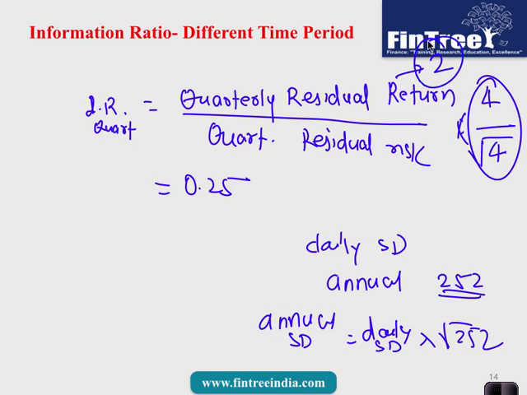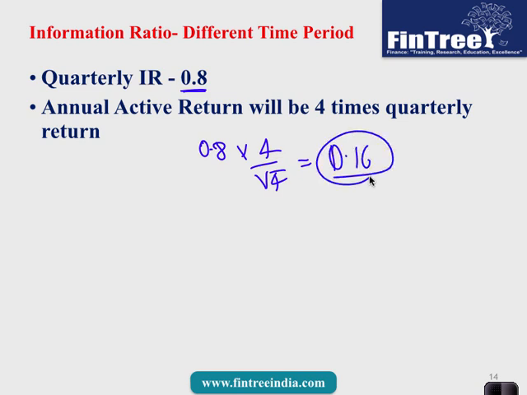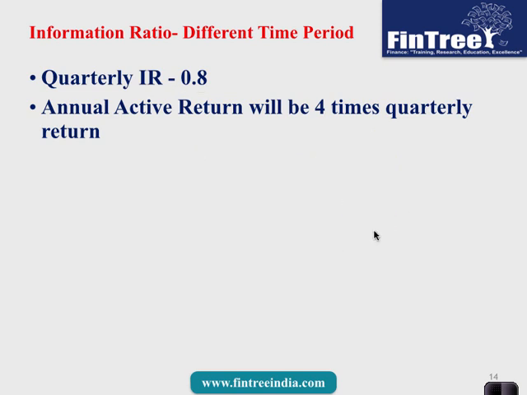which means annual standard deviation would actually be 2 times higher than the quarterly standard deviation, which means the conclusion is that information ratio can increase with time period. Compared to a monthly ratio, a quarterly ratio would be higher. Compared to a quarterly ratio, the annual information ratio is going to be higher. So if we have a quarterly information ratio of 0.8, what should be the annual ratio? 0.8 multiplied by root 4, which would give us 1.6.